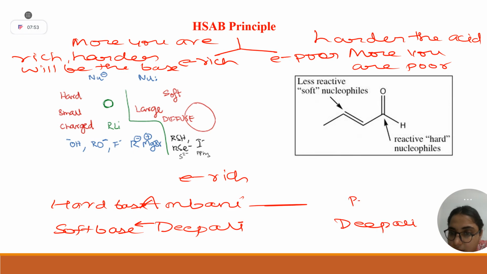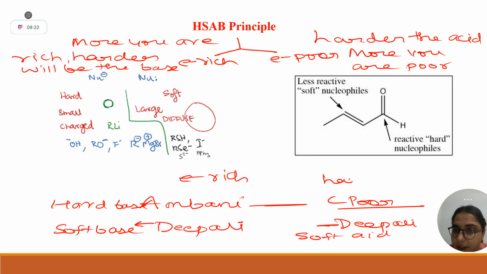Okay. Now, if we compare Dipali with a poor person, a person who does not have enough money for their existence. In that case, where is the electron deficiency more, on that poor person or Dipali? Poor people. So in this case, just tell me which is soft acid? Dipali, right? This is soft acid. This is your harder acid.